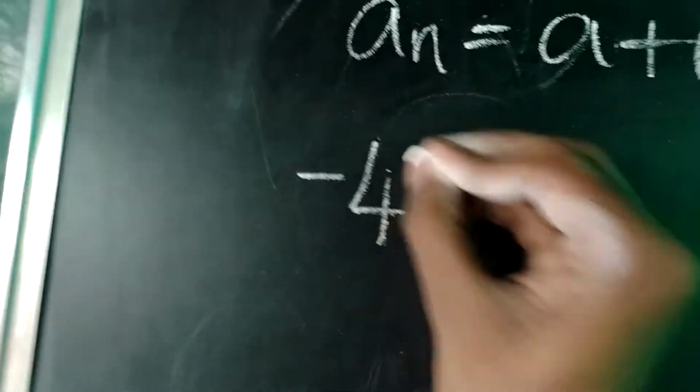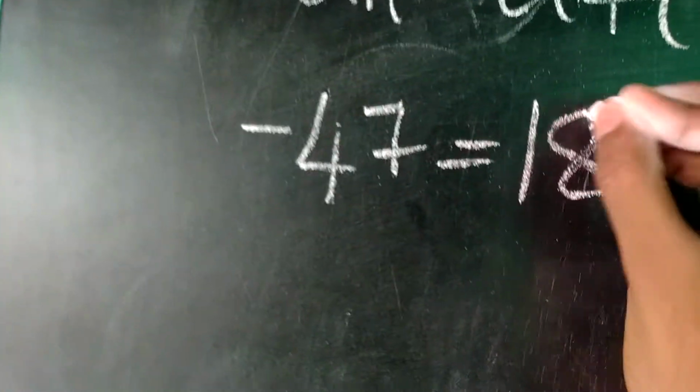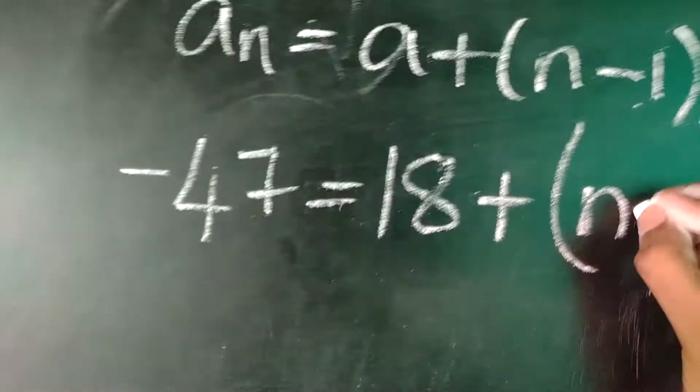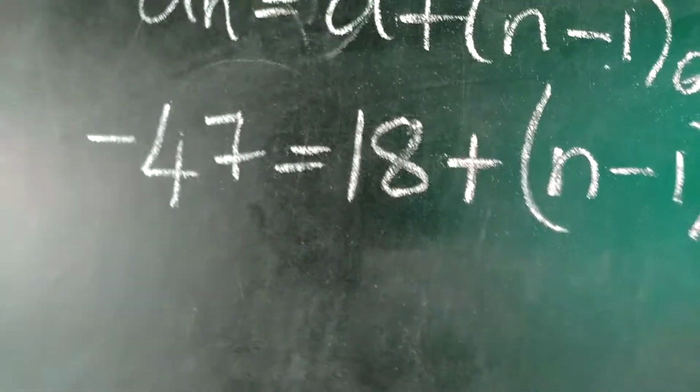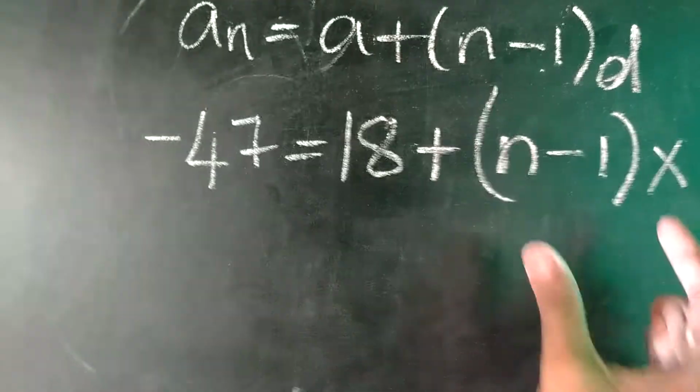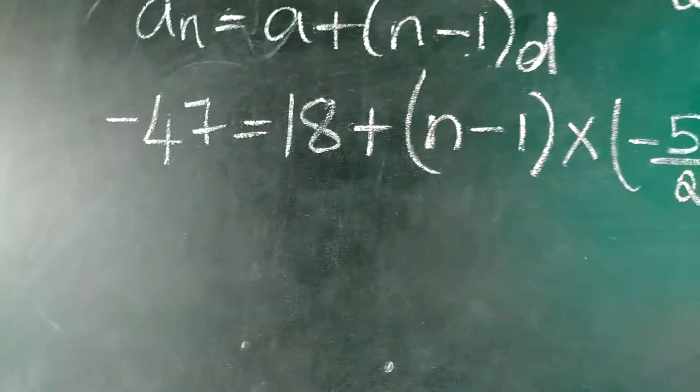Got it clear? So we have a_n as minus 47, a as 18. We don't know n, so let me write n as it is. d we have to write as minus 5 by 2. As I said earlier, whatever is there in the bracket, that only we need to solve first.